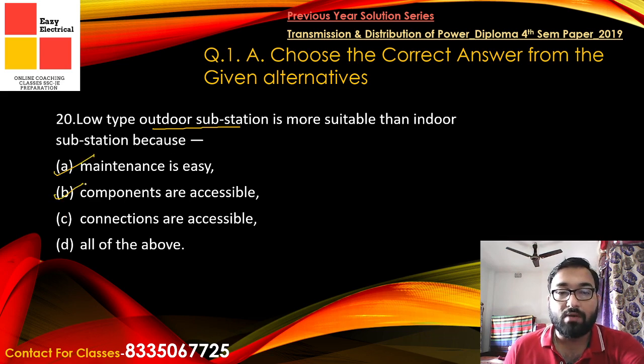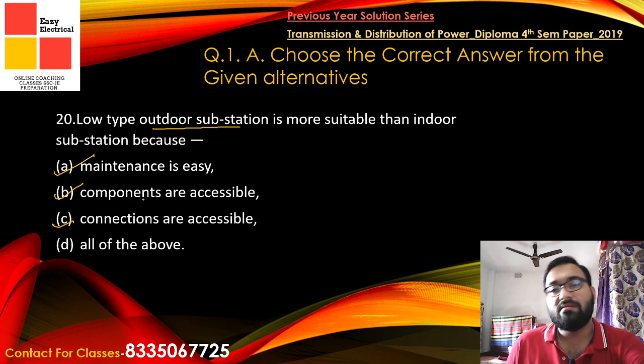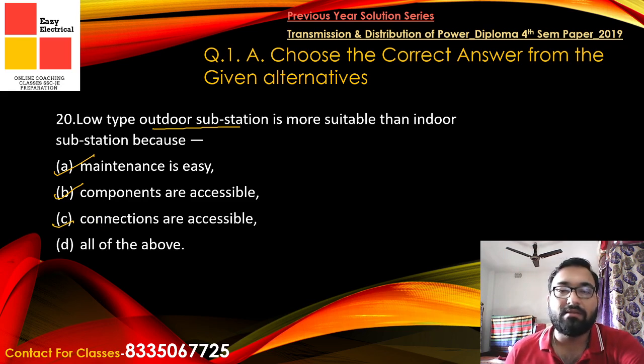The components we can easily find, that is, just by looking into it we can find where the fault has happened. But in the case of an indoor substation, it is very much difficult. And connections are accessible, connections are basically in the outdoors only, but in indoors, if you see any picture of the indoor substation, you can already judge from the fact that they are not at all accessible. So the option of this question will be the D, all of the above.